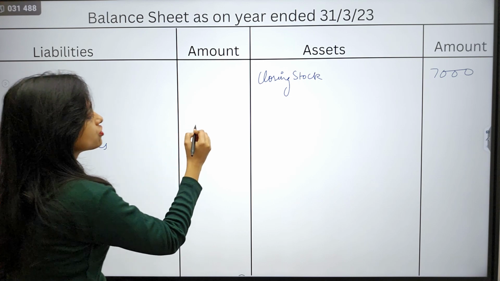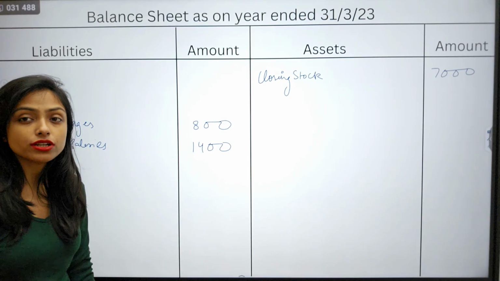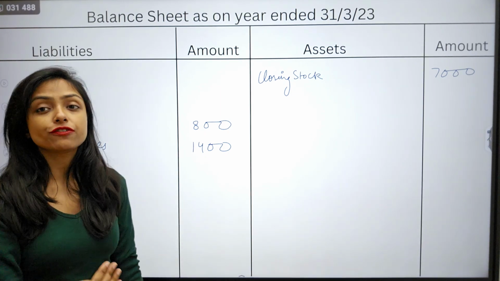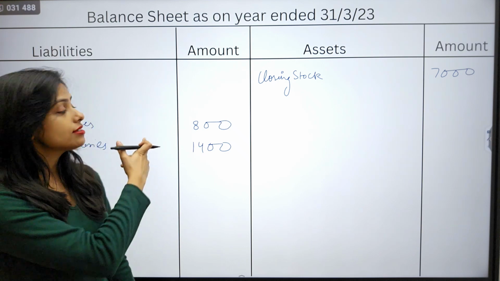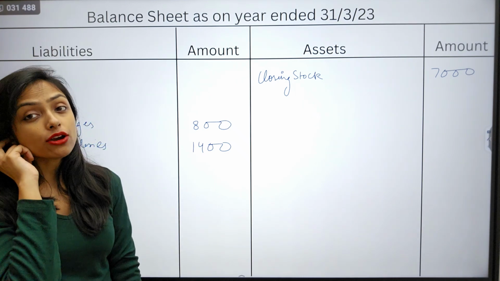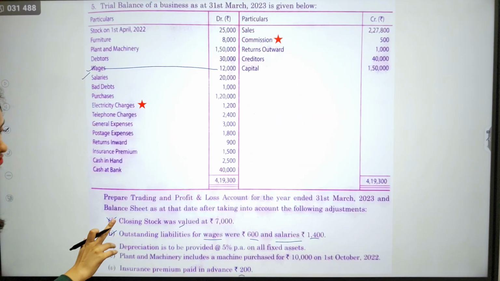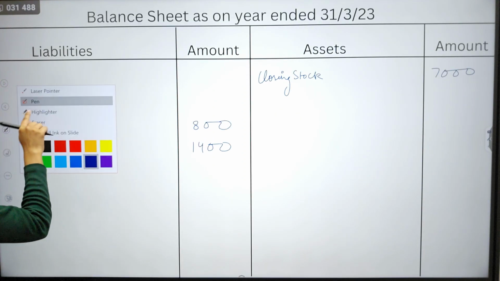Outstanding wages and outstanding salaries. Outstanding wages of how much? 800 and outstanding salaries of 1400 are going to come over here. Okay. Fine. Why? Because this is something that is going to go out of my pocket in the future. I'll have to pay this to my laborers, and I'll have to pay this to my office staff in the future. That's why this is my liability. Got it? I hope this is clear to you. Okay, sorry. This is not 800. This is 600.